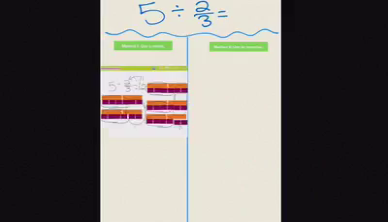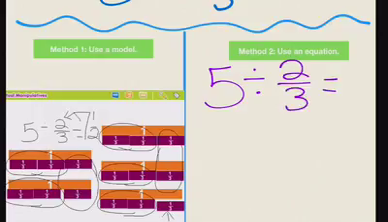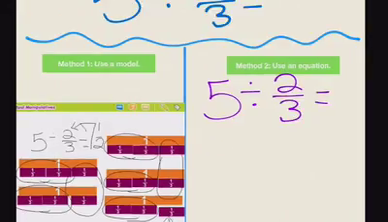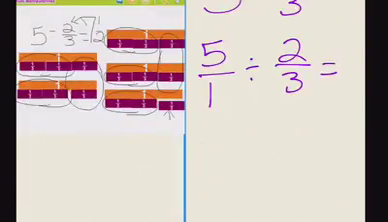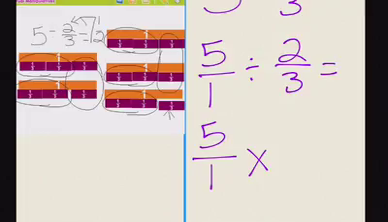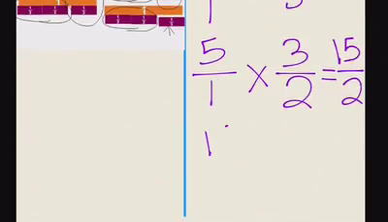Okay, now let's try it using an equation. So again, start by writing 5 divided by 2/3. Step 1 is to take that 5 and write it over 1 since it's a whole number. Okay? Then remember we're going to multiply our first number times the second number's reciprocal. So 5 over 1 times 3 over 2. Multiply straight across. 5 times 3 is 15 and 1 times 2 is 2. So we've got a quotient of 15/2.